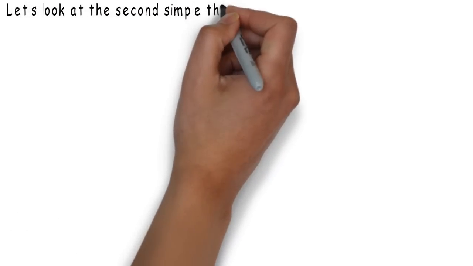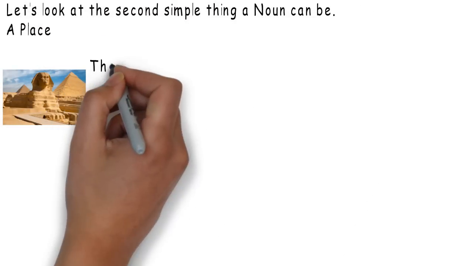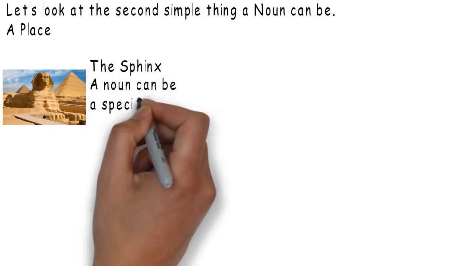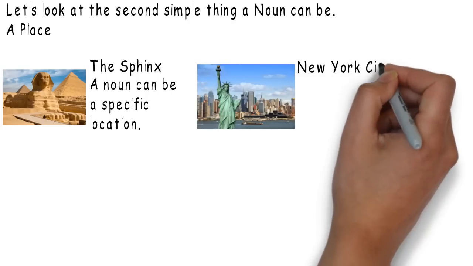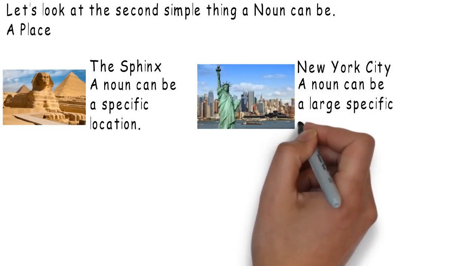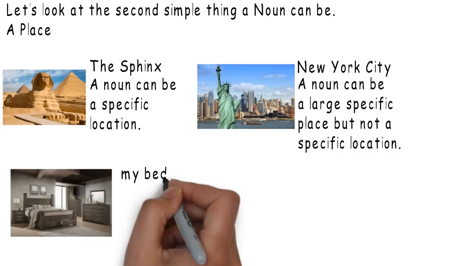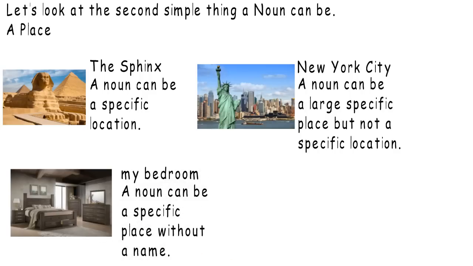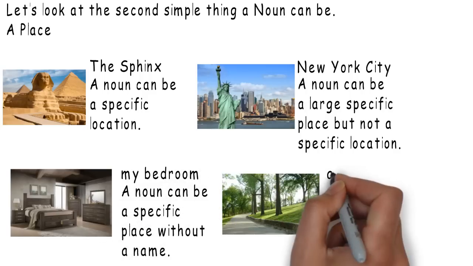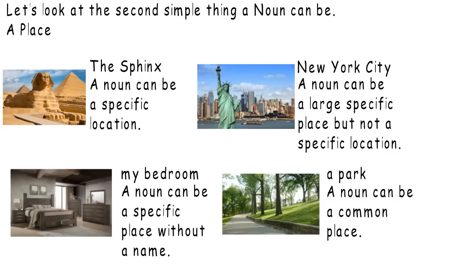Let's look at the second simple thing a noun can be, a place. The Sphinx. A noun can be a specific location. New York City. A noun can be a large specific place, but not a specific location. My bedroom. A noun can be a specific place without a name. A park. A noun can be a common place.